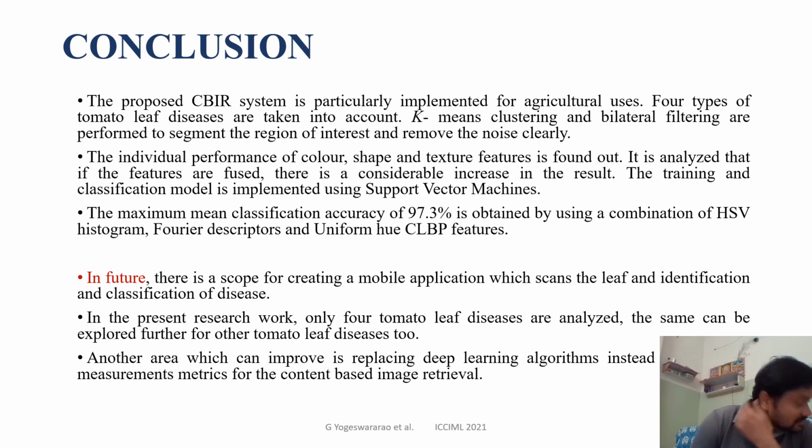From the conclusion we can say that the proposed content-based image retrieval system is practically implemented for agriculture users. 4 types of tomato leaf diseases are taken into account. Based on segmentation, k-means clustering and bilateral filtering are performed to segment the region of interest and remove the background noise, so we get only the particular region of interest, nothing but the diseased leaf part only.